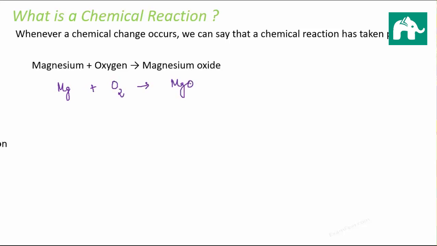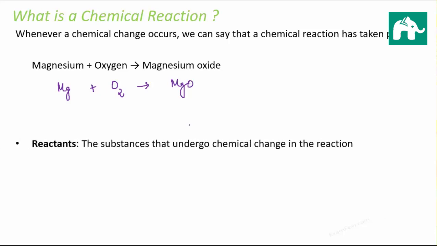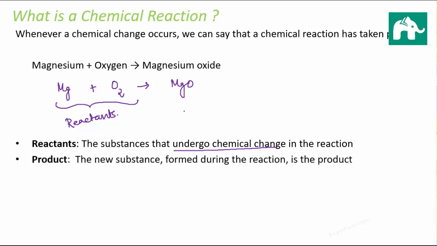Now, all those substances that undergo the chemical change, they are called reactants. So in this case, magnesium and oxygen, they are undergoing the change, as in magnesium was earlier magnesium and now it became magnesium oxide, so it underwent a change. Similarly, oxygen was earlier oxygen and now it became magnesium oxide, so it underwent a change. So they are reactants, and the new product which is formed is called the product.